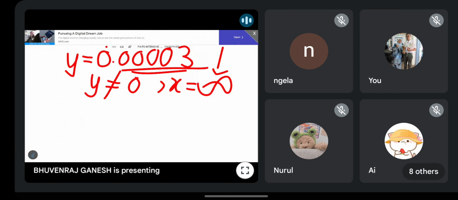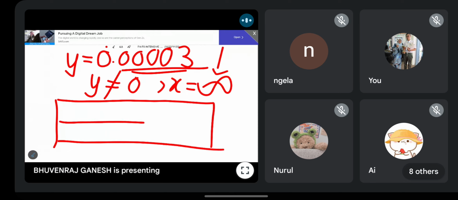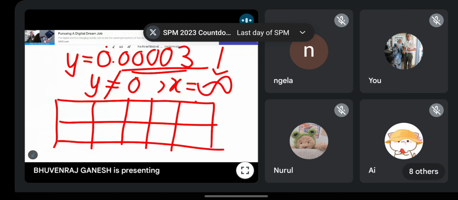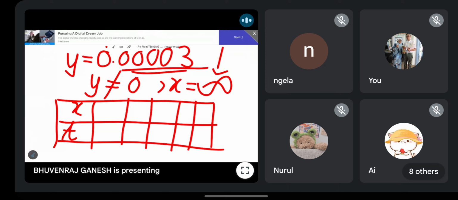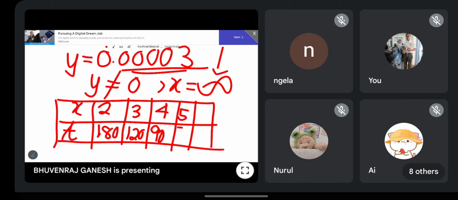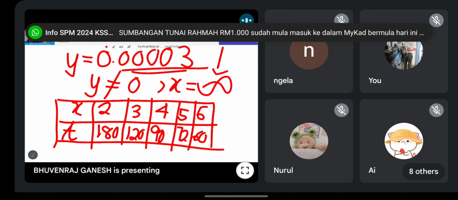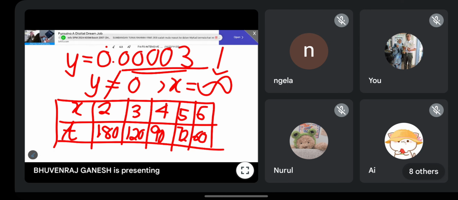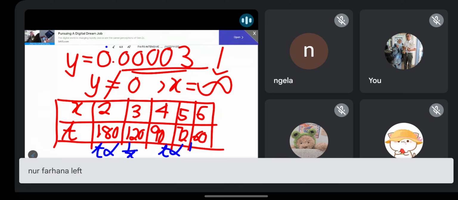And then, the next part. Okay, let's say I give you a jadual, something like this, with X and T. So guys, based on this jadual, berdasarkan jadual ni, can you all tell me: does T berubah songsang dengan X? Ataupun T berubah songsang dengan X kuasa 2?